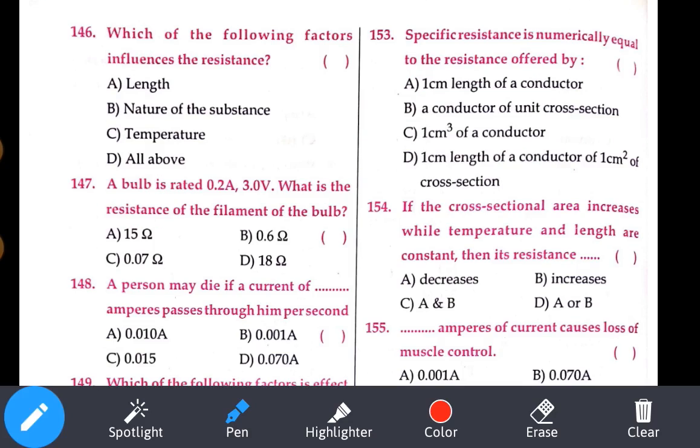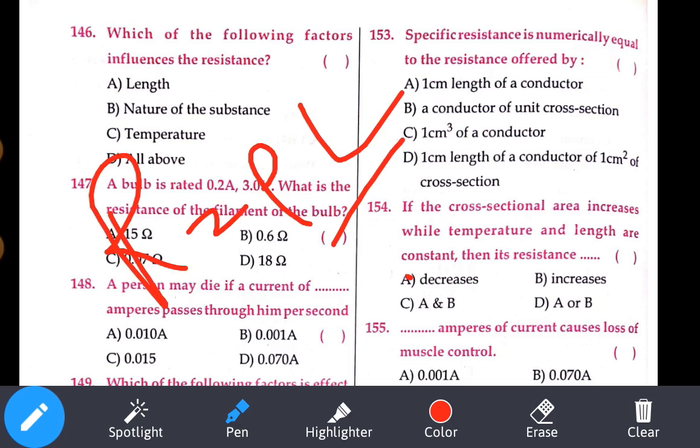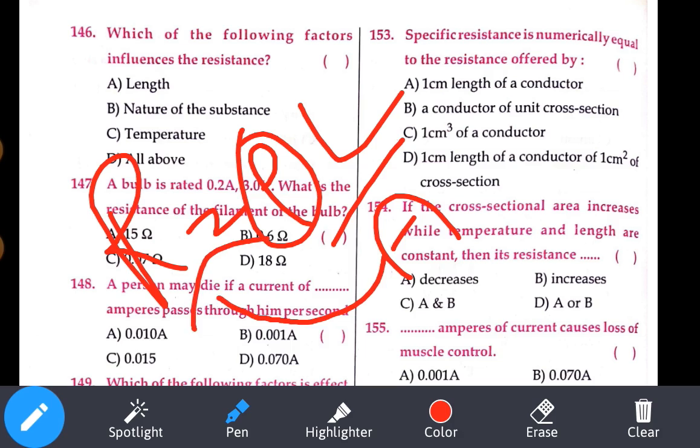Let's start with our question number 153. The specific resistance is numerically equal to the resistance offered by. So if you know the relation R is equal to rho L by A, they are asking about this specific resistance. You bring this area to the left side, it becomes a multiplication, and if you bring this L to the left side, it becomes a division.